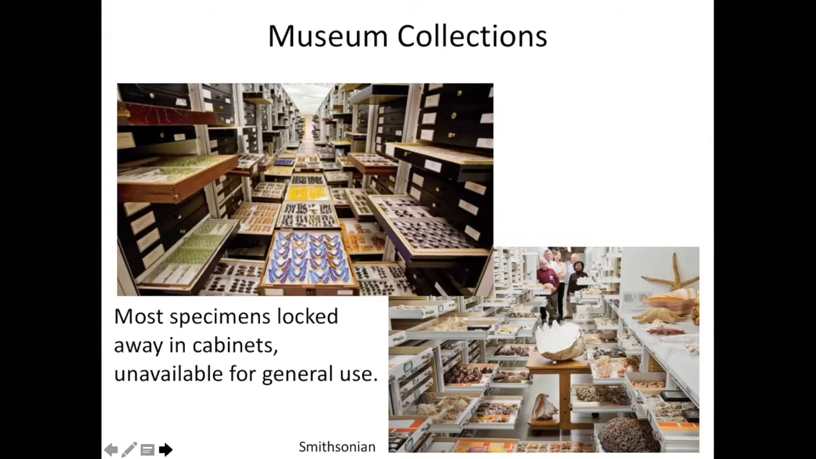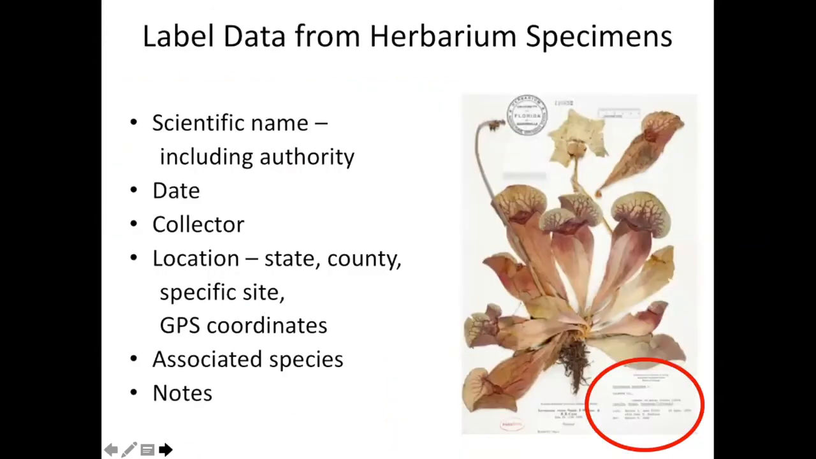The problem has been, until the last maybe 15 years or so, that most specimens in natural history collections were locked away in cabinets and they were unavailable for general use. But through new technologies and new funding from the National Science Foundation in particular, digitization is becoming much more widespread. And this means that information about the specimens and sometimes images of the specimens themselves are being made increasingly available online. So for a plant specimen, digitization might be capturing the information on the label.